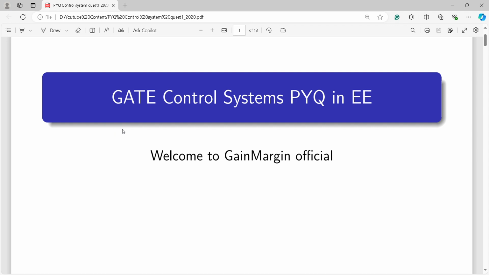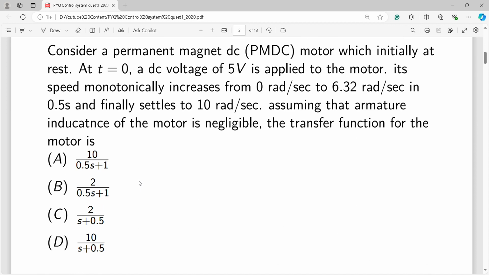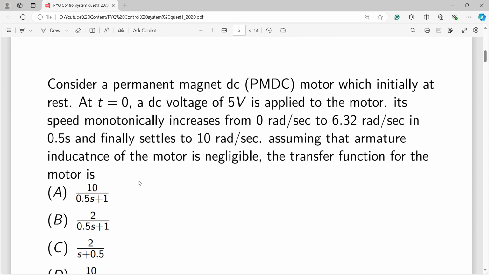So in this series we are taking one more question. This question is related to the time domain. Actually, this question is very simple. They are giving a first order transfer function related question. Okay, so I'm stating the question.